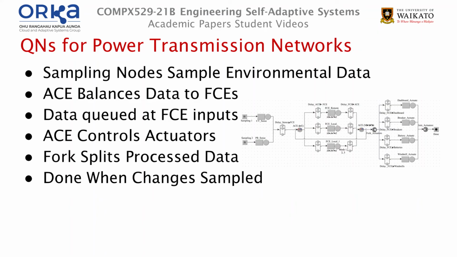A fork is then used to split the processed data from the autonomic control element to each actuator. This is delayed, so all actuators change at the same time. The loop can be considered done when the changes caused by the actuators are sampled again at the sampling nodes.